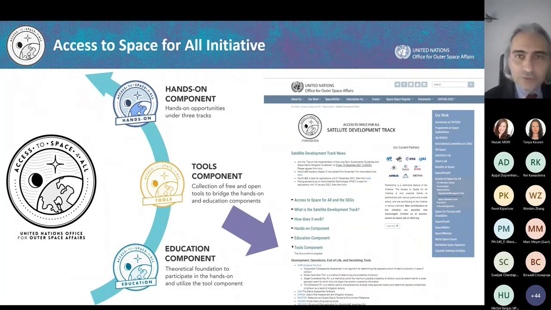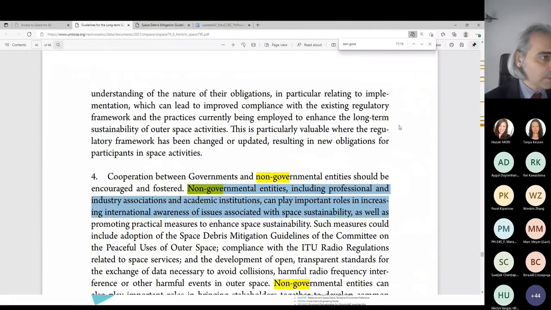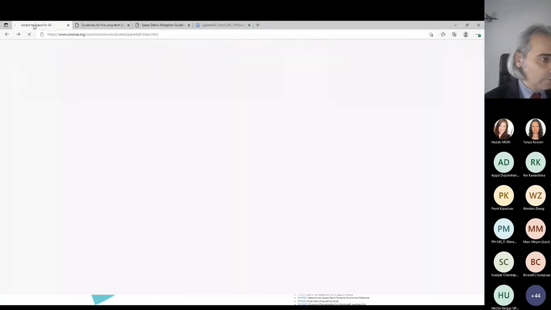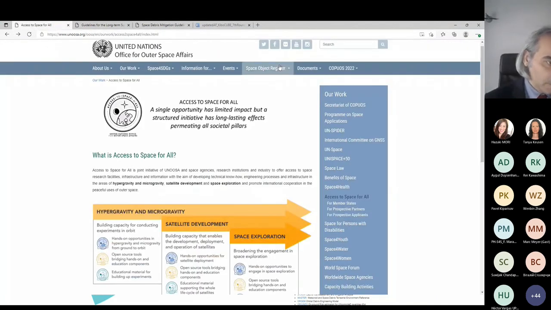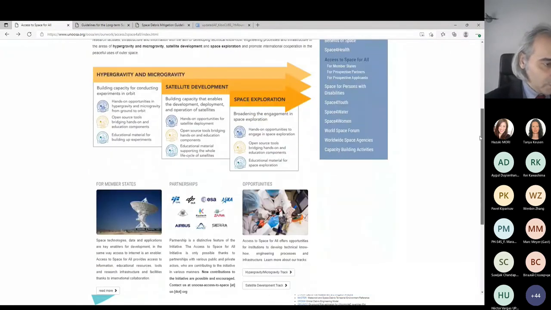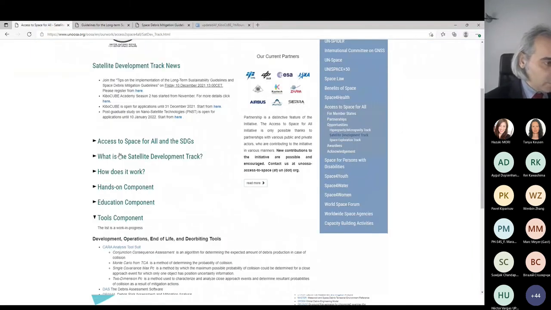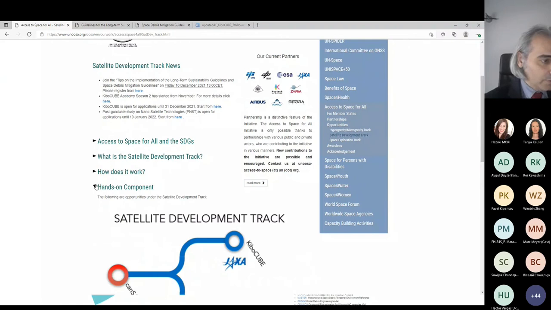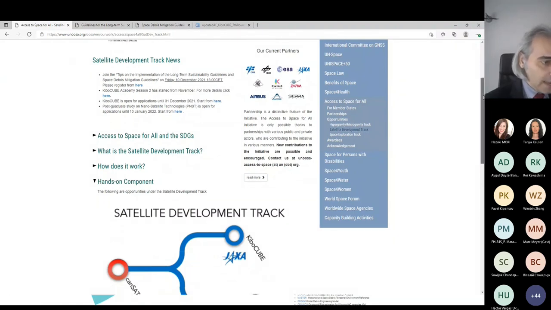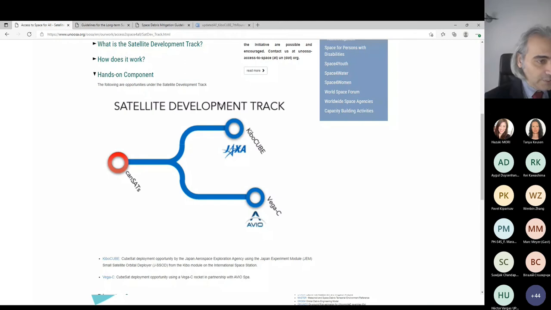And we are putting together a tools component which contains open source tools that can help you in preparing your application. Actually, we have the tools component under the web page, and I'm going to go to the web page so you see how it is structured. It's going to be easier. So if we start from the main page, you have an introduction to the initiative. You can go to, for instance, a satellite development track. And in the satellite development track, you have the 3 components there, the hands-on component. So it has the opportunities that we currently have under this track, which are KiboCube and Vega C.